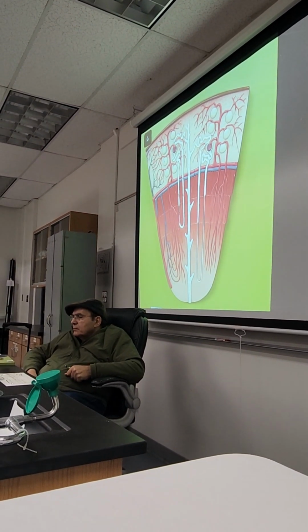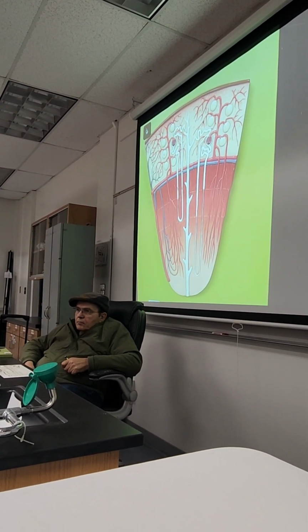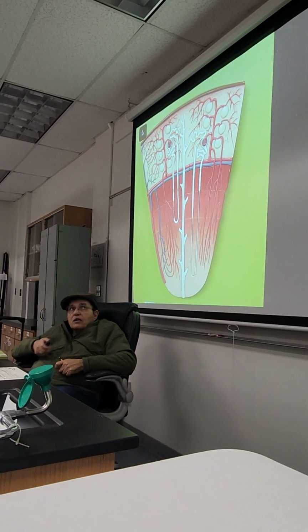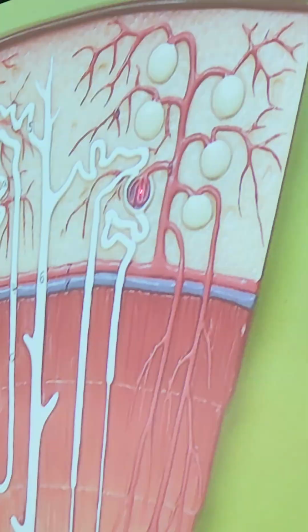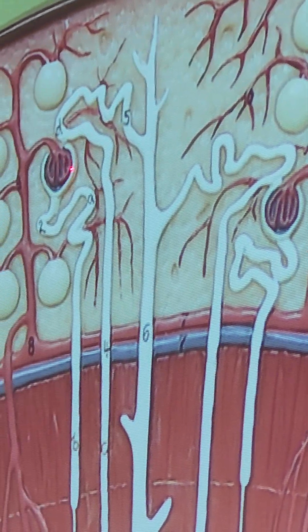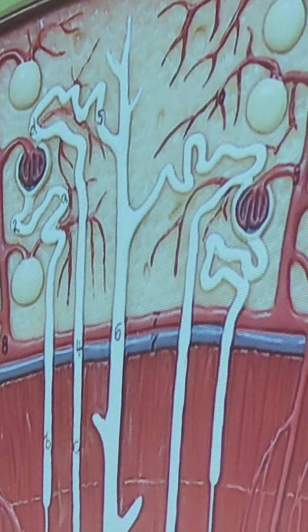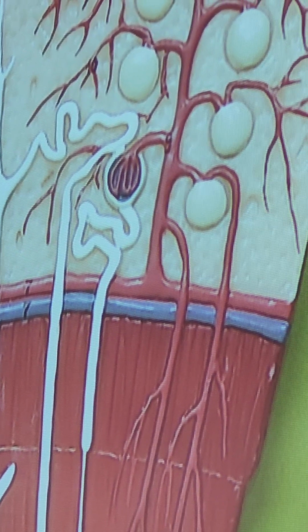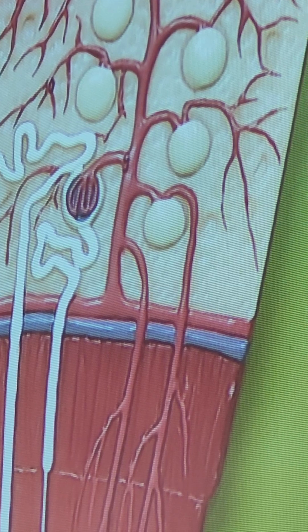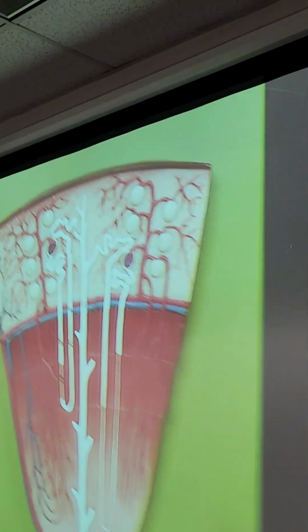So the glomerulus would be the inside capillary? The glomerulus would be this network of capillaries inside here, here or here. That's glomerulus. It's a network of capillaries. Okay? I can show you the other model here.